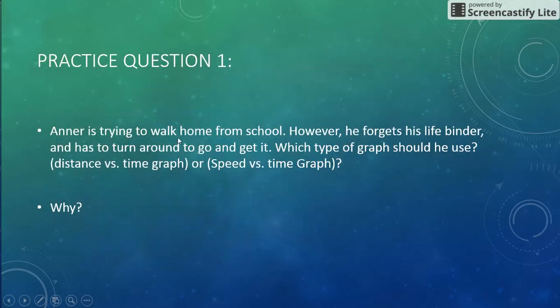Practice question 1. Anna is trying to walk home from school. However, he forgets his life binder and has to turn around and go get it. What type of graph should he use? Should he use a distance versus time or a speed versus time graph, and why?